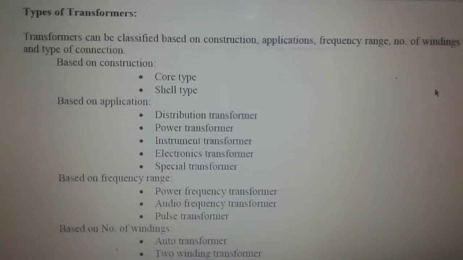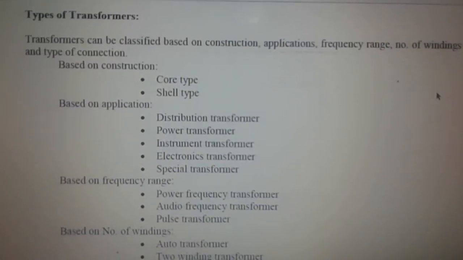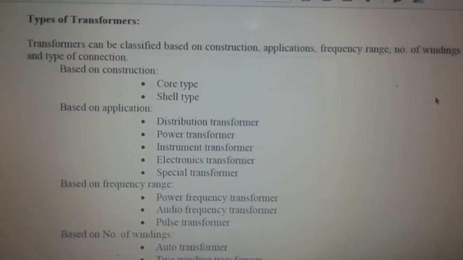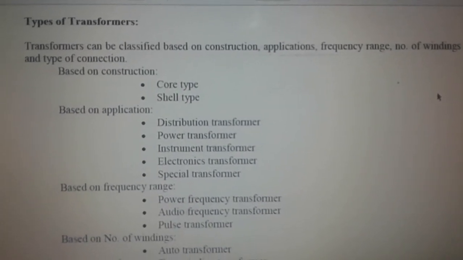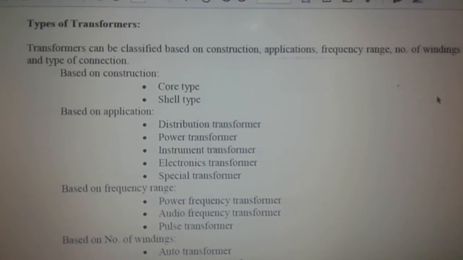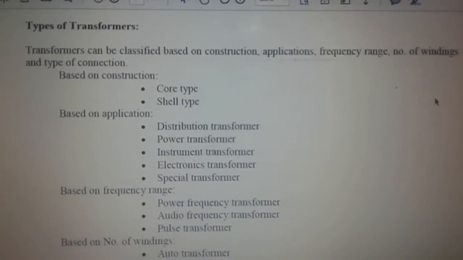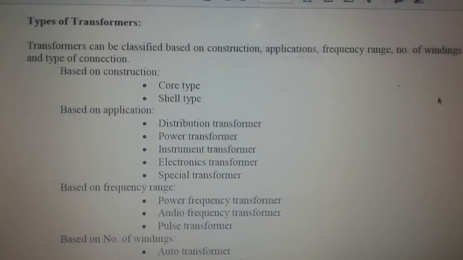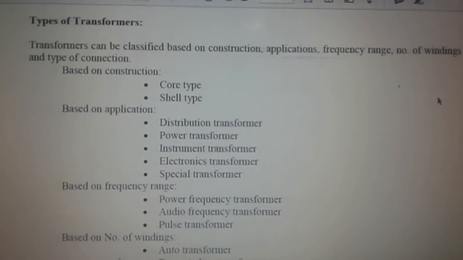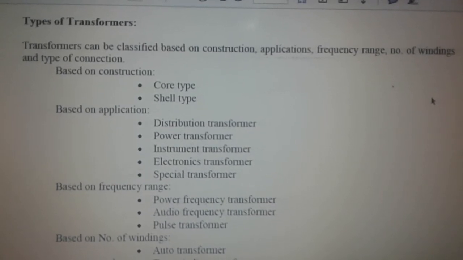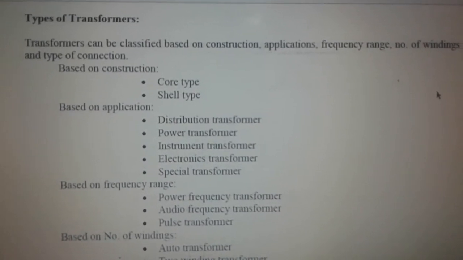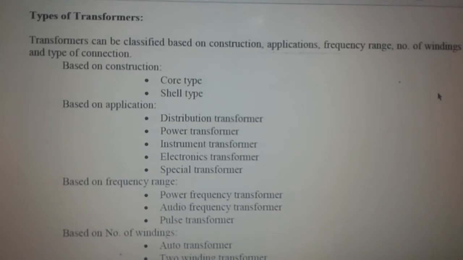Types of transformers. So now we are going to design the transformer windings. Before that, we should know about the types of transformers. Transformers can be classified based on the construction, application and frequency range, number of windings, and what type of connection is used.